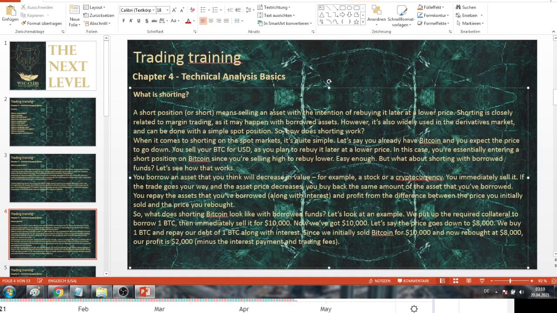So what does shorting Bitcoin look like with borrowed funds? You borrow money from an exchange, from Binance or something like that. Let's look at an example. We put up the required collateral to borrow one BTC. You sell this borrowed BTC for $10,000. So now we have got $10,000.